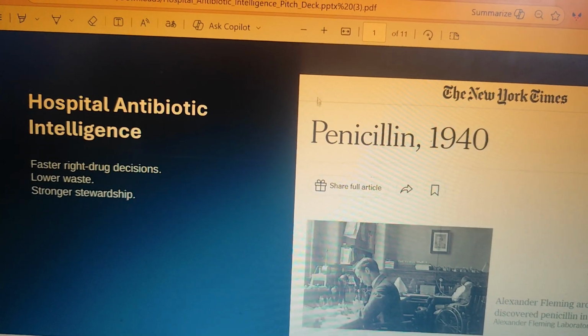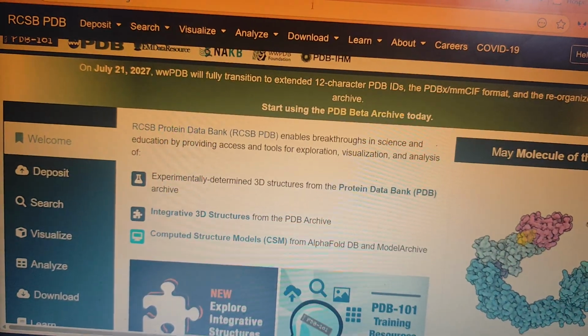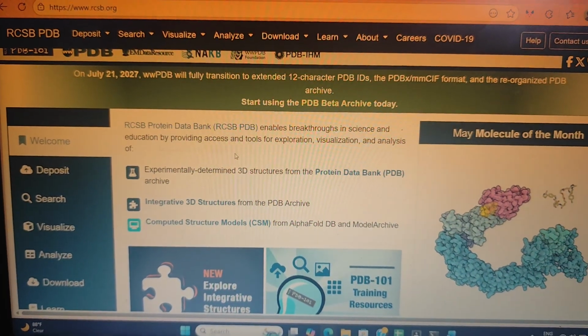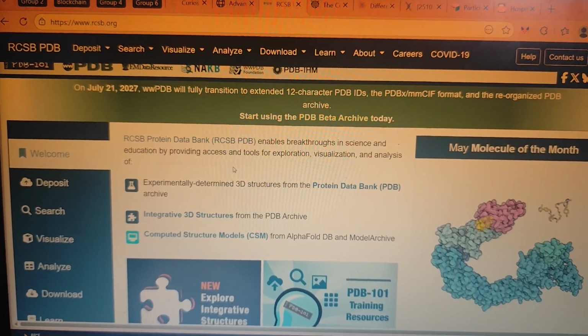So I am very set on solving this problem, or at least helping solve this problem, because antibiotic resistance is not an unsolvable problem, but it could be made a lot cheaper and more accurate.